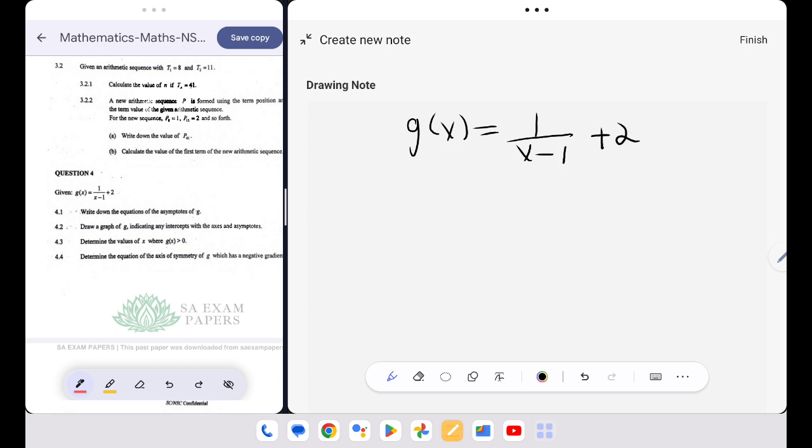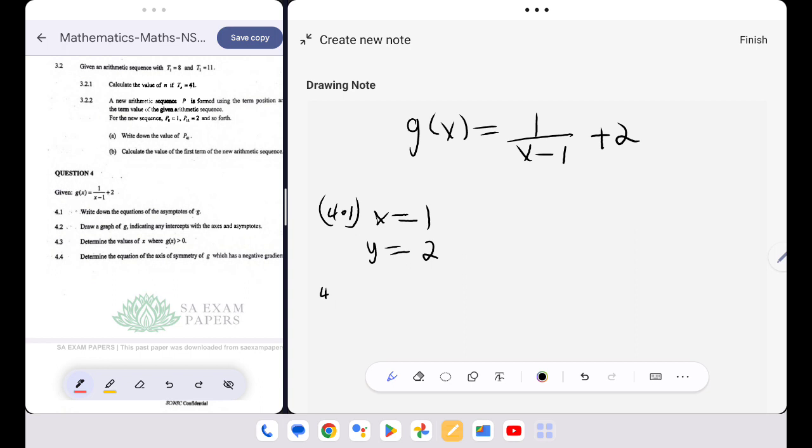Okay, this graph is a hyperbolic function. Let's answer the questions. 4.1. They said to us, write down the equation of the asymptotes of g. I have both horizontal and vertical asymptotes all together. For my vertical asymptote, I know that x is equal to 1. And for my horizontal asymptote, y is equal to positive 2.